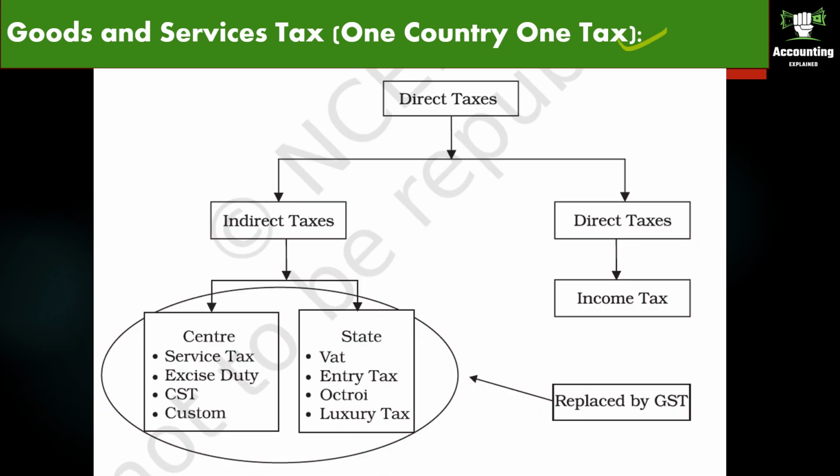This is the flowchart from your textbook. See, direct taxes and indirect taxes are there. And we have some taxes which were charged previously by the central government and some taxes which were charged previously by the state government. Taxes charged by the central government previously were service tax, excise duty, CST, that is central sales tax, customs duty, etc. And the state also used to tax separately, called VAT, value added tax, entry tax, octroi duty, luxury tax, etc.